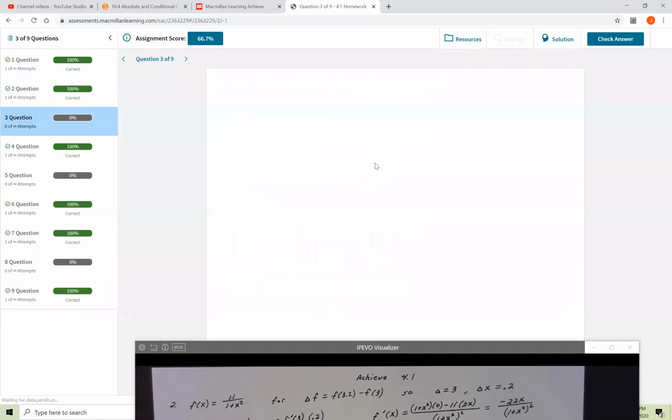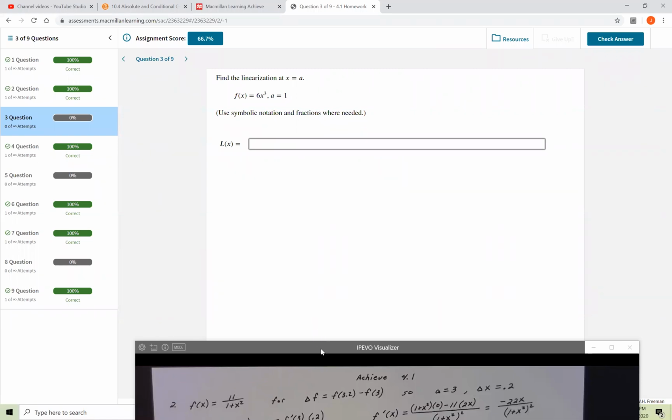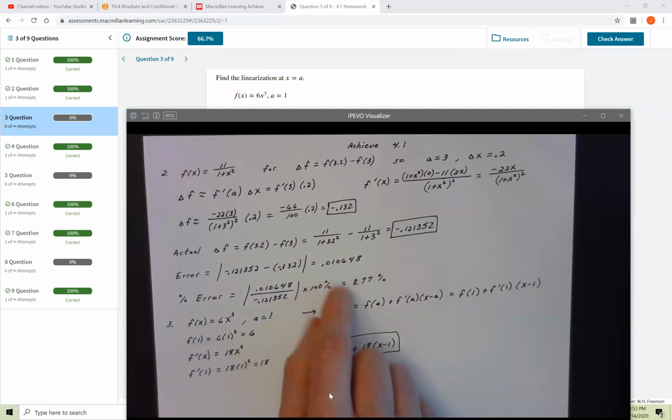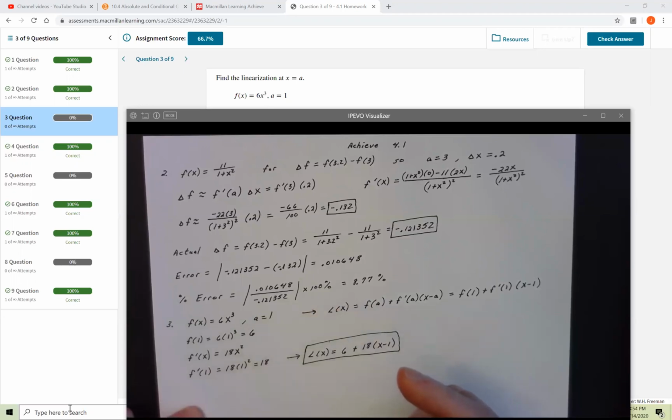Now, for the next one here, the linearization of this function, the function I have is 6x cubed, and I'm trying to evaluate it at the particular value of x equals a, which is 1. So what I was trying to discuss in our notes for this section is that the linearization formula is really nothing more than the slope of the tangent line at the point of interest. Our formula for the linearization is all you're going to have to do is evaluate f at the point of interest plus f prime, the derivative of f at the point of interest, times x minus a.